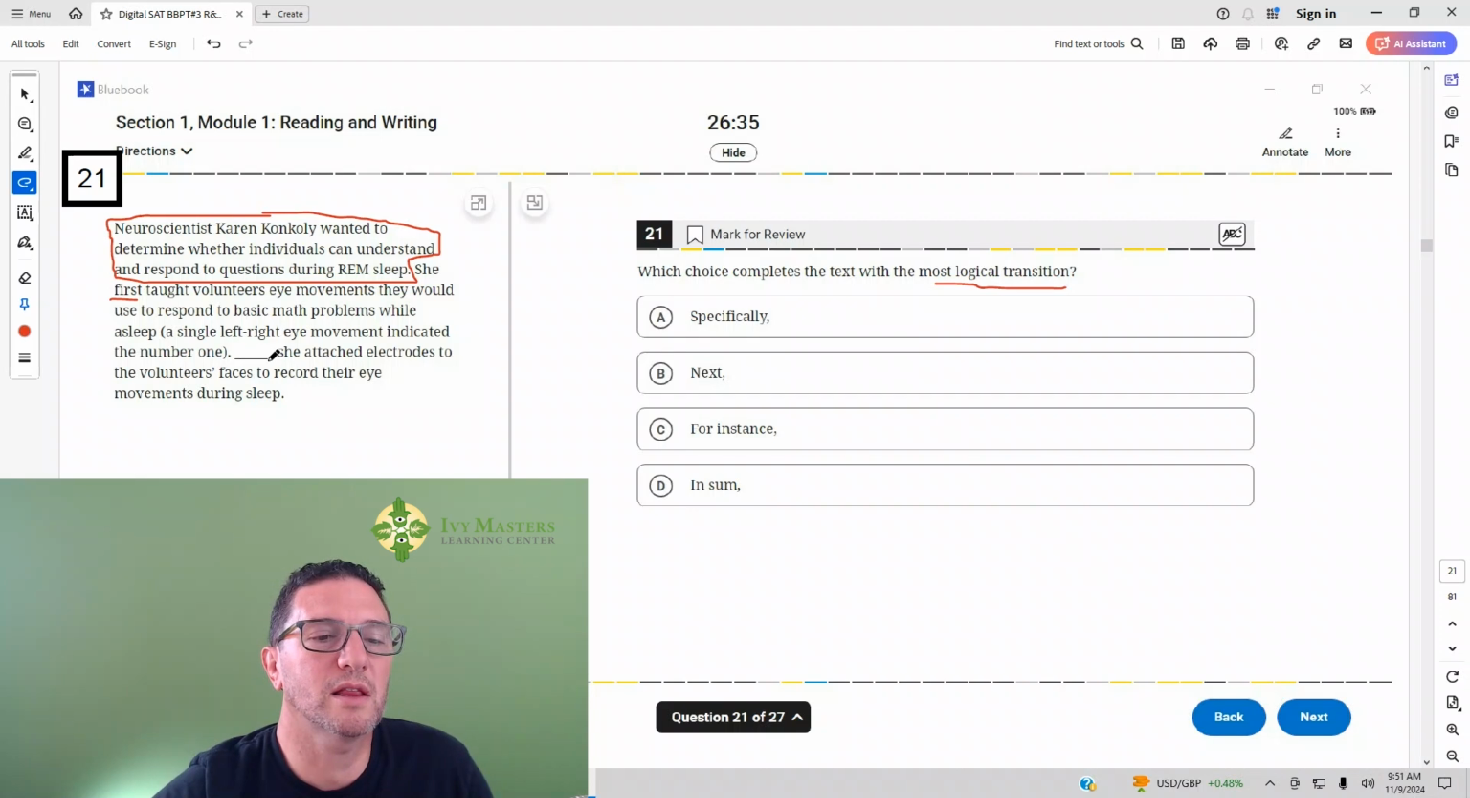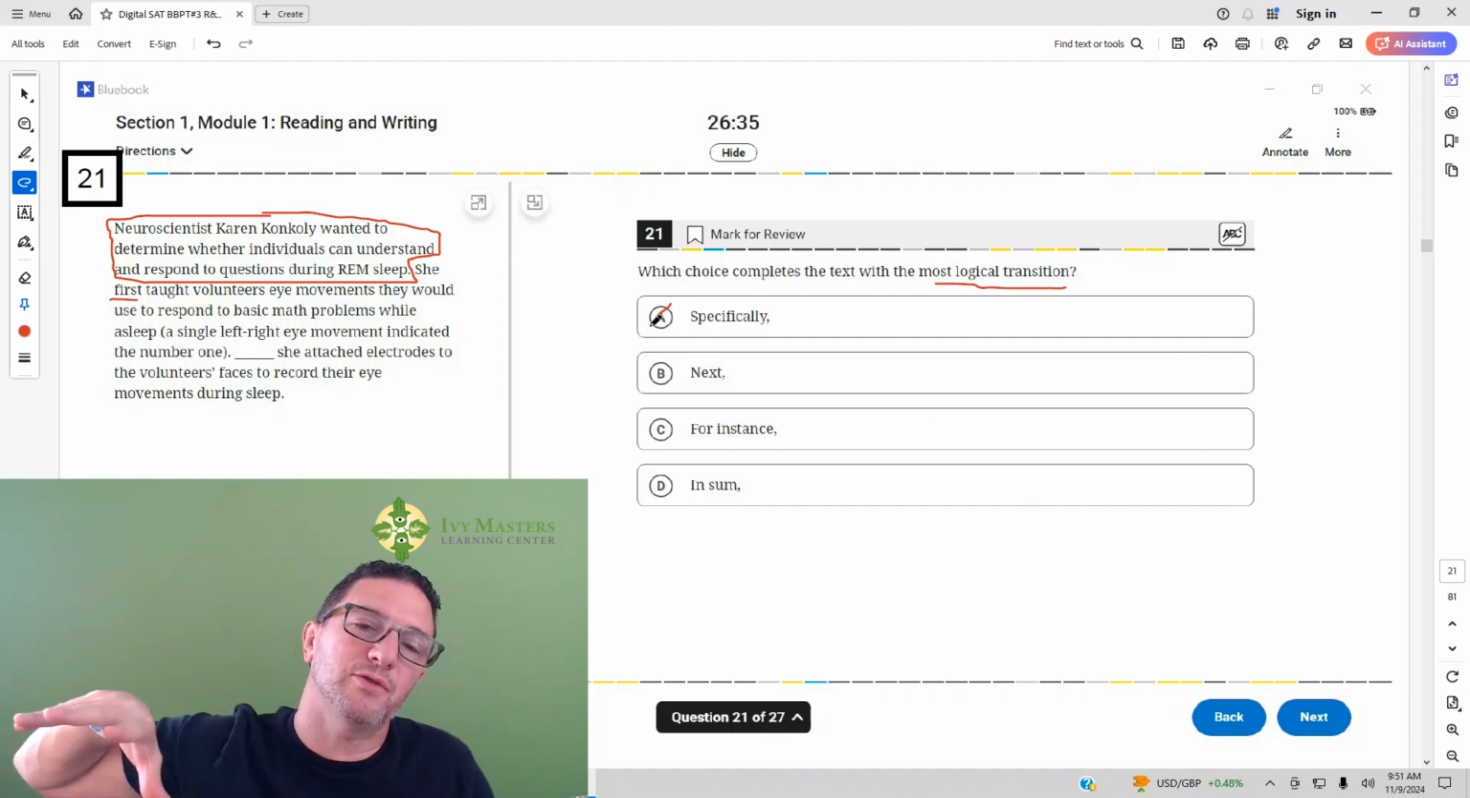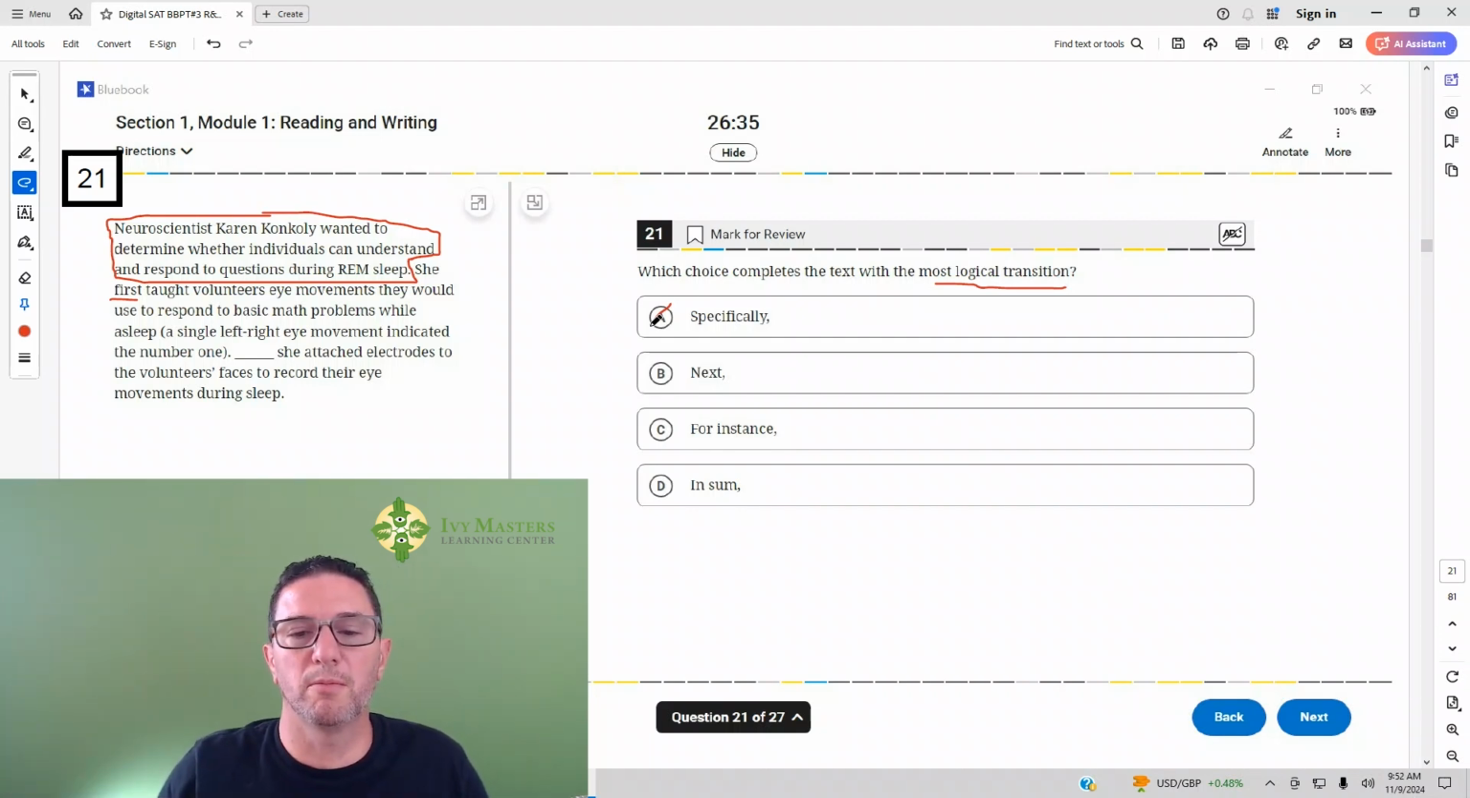And I would think that the blank's going to be something like second. We don't have the word second in the blank. But we do have next. Next is going to show sequence as well. Specifically, we use that if what comes after is more specifically what was talked about before.